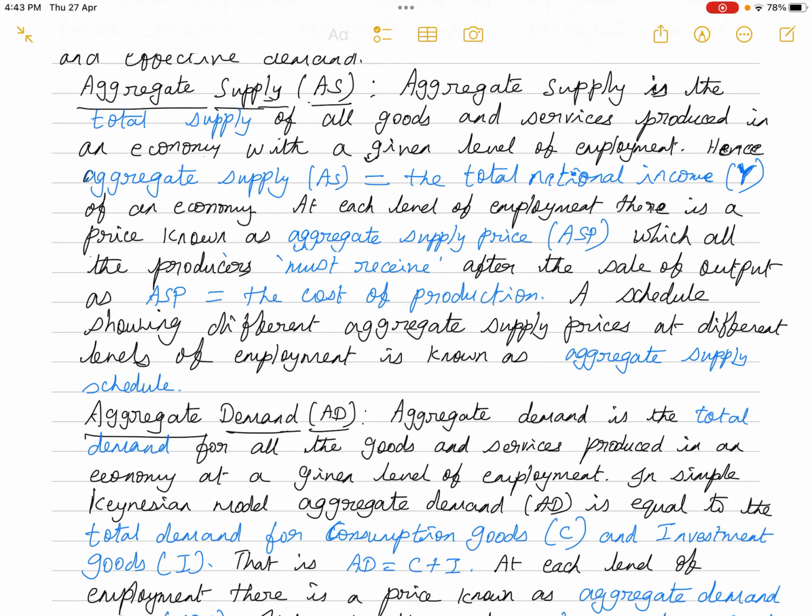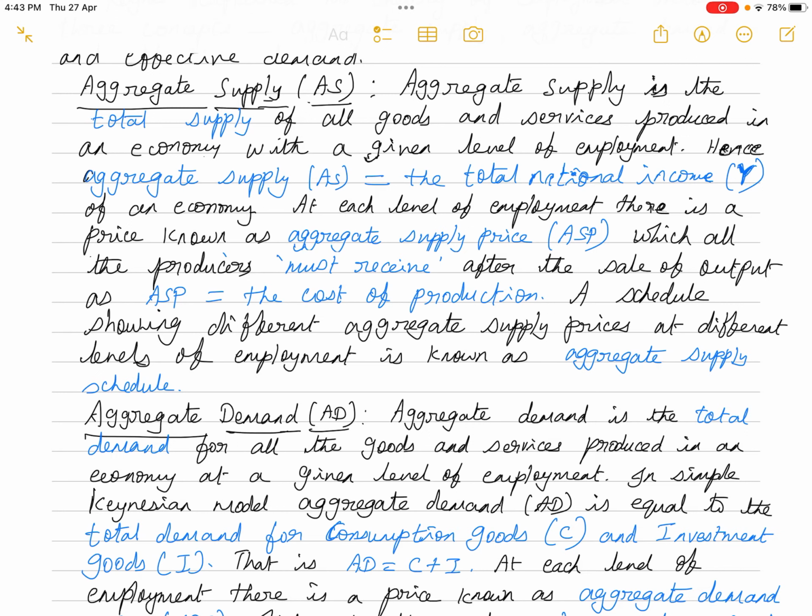I will not employ 10 laborers. I will remove certain labor force, isn't it? So I must receive this 50,000. Like that, all the producers in the country must receive a certain amount of revenue after the sale of output in the market, which is equal to their cost of production, that is, their aggregate supply price.